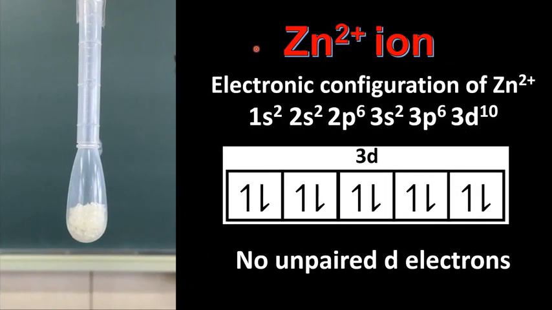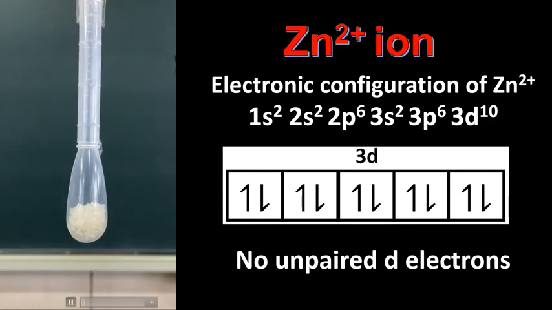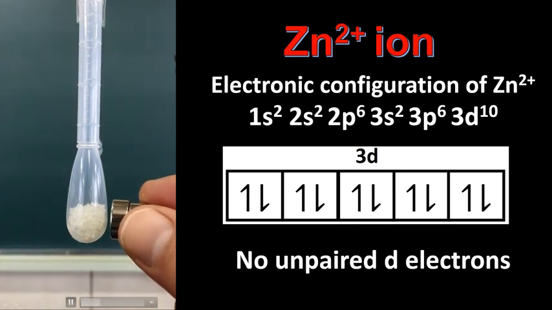So we'll start by looking at the zinc 2+ ion. Here we have the electronic configuration of the Zn2+ ion, and as you can see from the orbital diagram, there are no unpaired d electrons. So let's have a look at the effect of an external magnetic field on the sample of zinc nitrate. And as you can see, the magnet is having no effect on the sample of zinc nitrate.